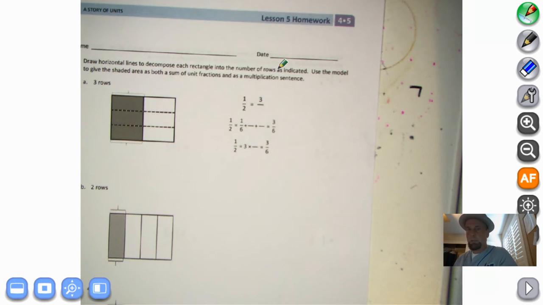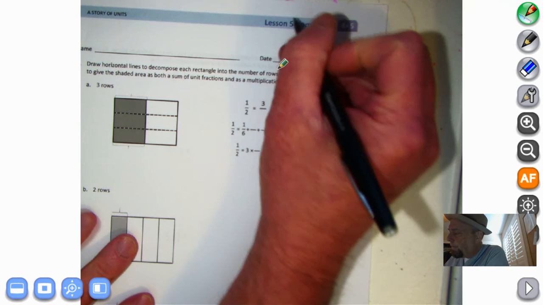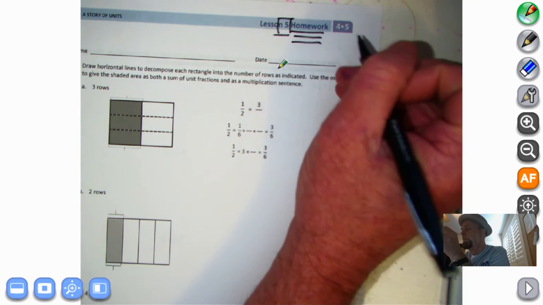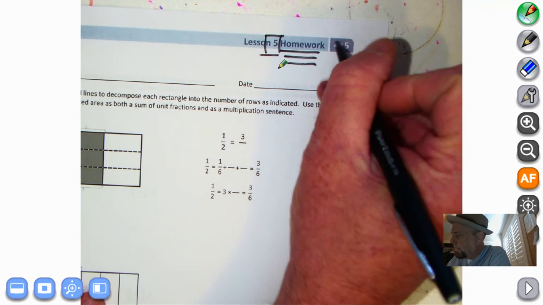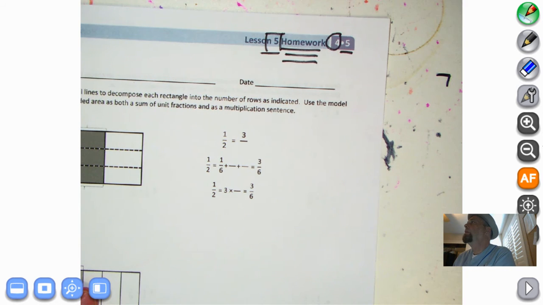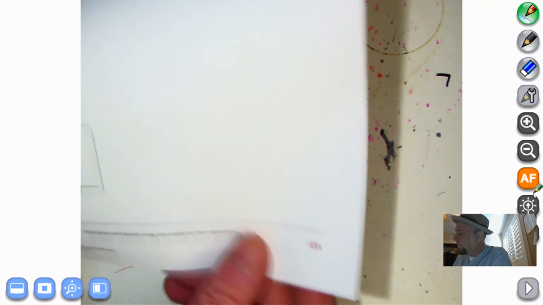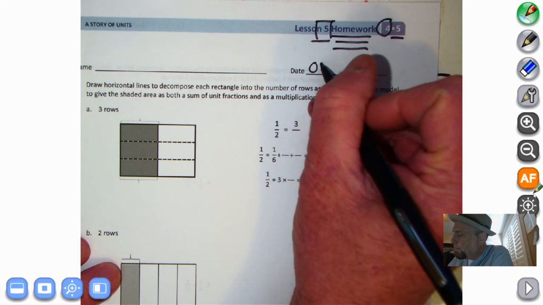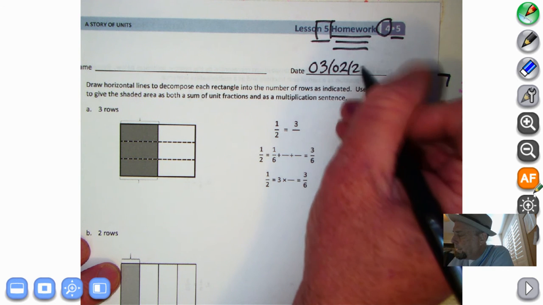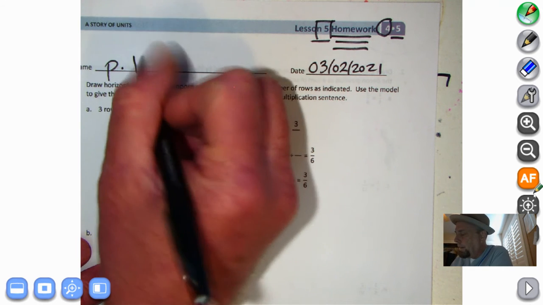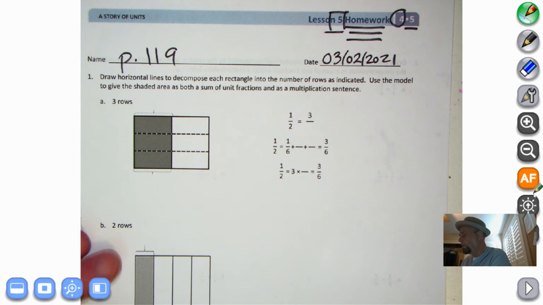All right, we're doing something a little different today. So listen carefully. We're going to have our homework page because we're doing more review. So this is lesson 5, homework book. And you, of course, are 4th graders. And this is module 5. So go ahead and get that. And if all else fails, it is page 119. Today's date is 03/02/2021. And it is page 119. All right, let's get started on this.